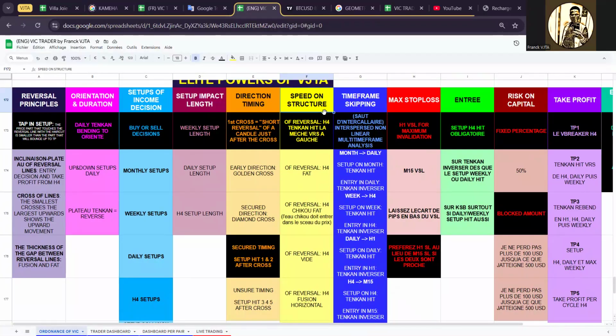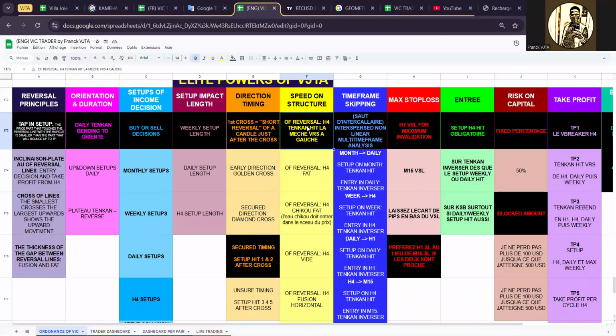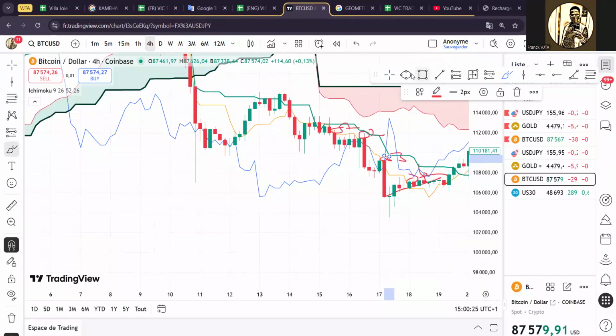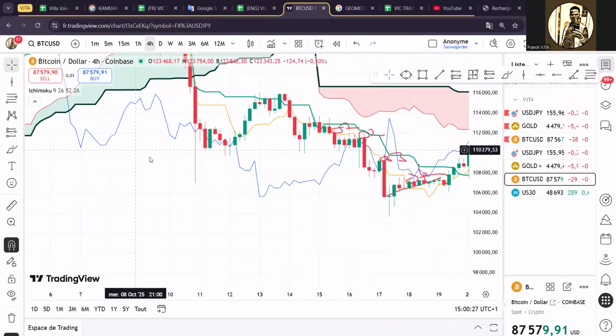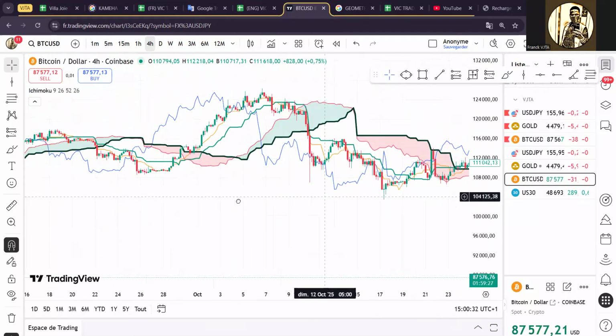That's the power. Another power is the speed on structure. The number one speed on structure is the Tenkan hitting the wick, the VRS wick, hitting the VRS wick on the left. That is the first one.